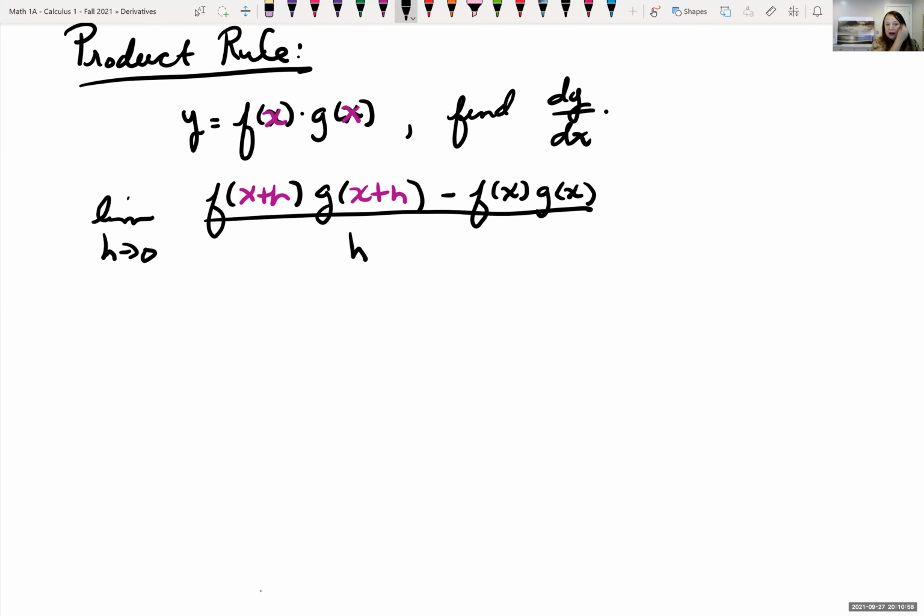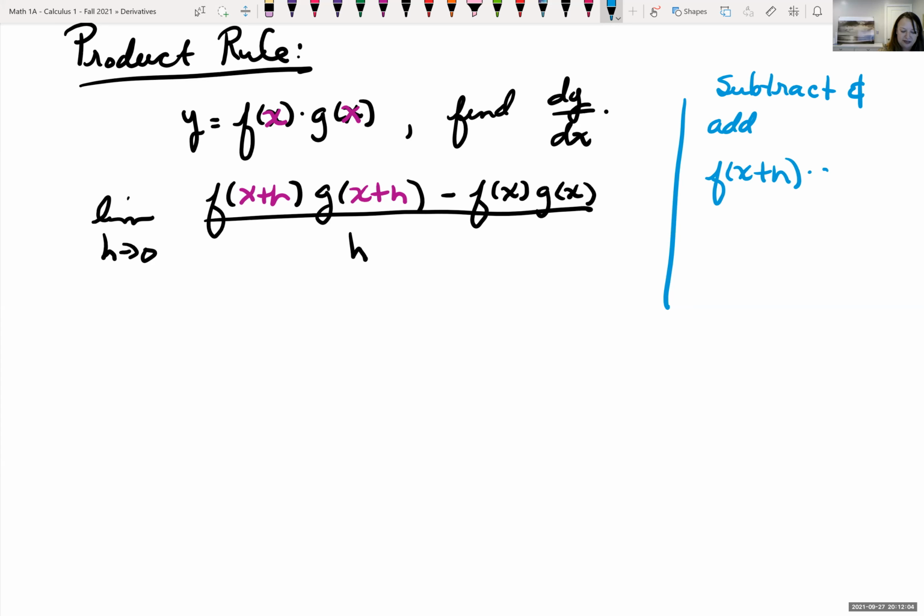Okay, so this is where we want to manipulate this to get what we want. A lot of times we'll multiply by a fancy one. This time we're going to add a fancy 0. Let me tell you what we need to add. So that funky 0 we're going to add, we're going to subtract and add f of x plus h times g of x.